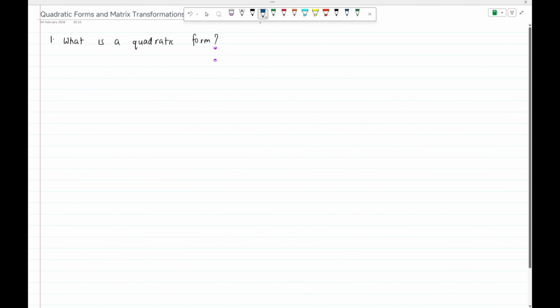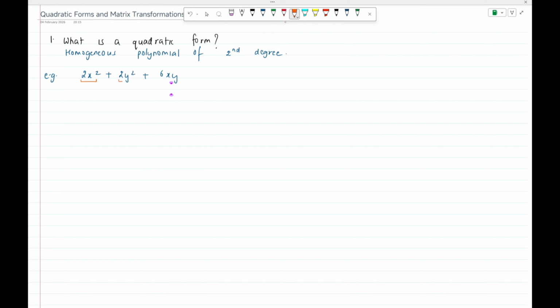So a quadratic form is nothing but a homogeneous polynomial of second degree. So for example, let us consider 2x square plus 2y square plus 6xy. Now here we can see that every term has total power to be 2. So this is a homogeneous polynomial of second degree.